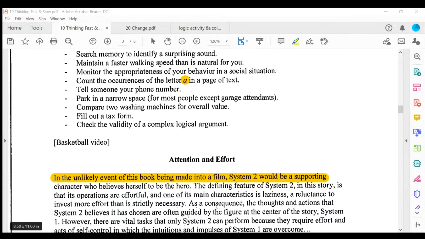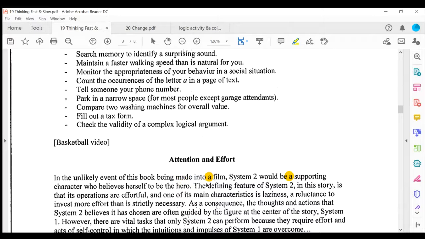Olivia's got 3. Anaya's got 3. I think I spotted 3 as well. Let's see here. I got this A, and this A. Are there any others? I think it was just those 3 in that one. All right, cool. That requires a lot of effort, though. That's not something that just intuitively happens to you.